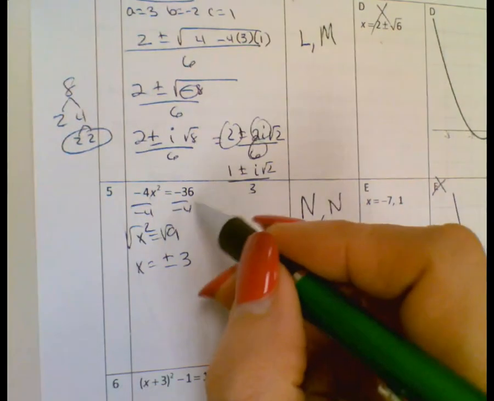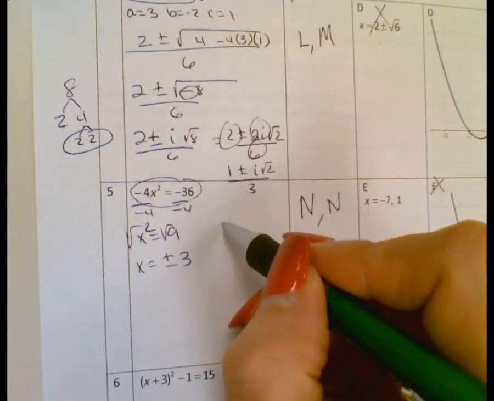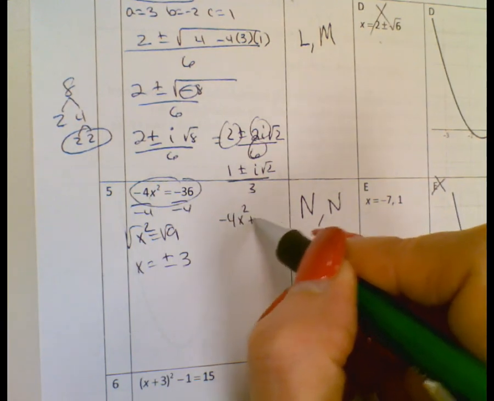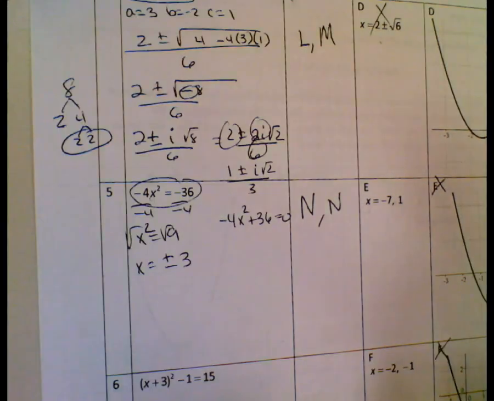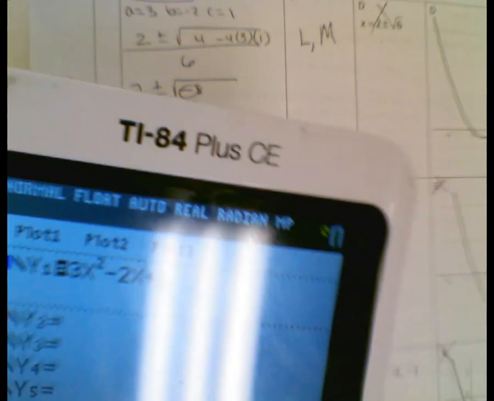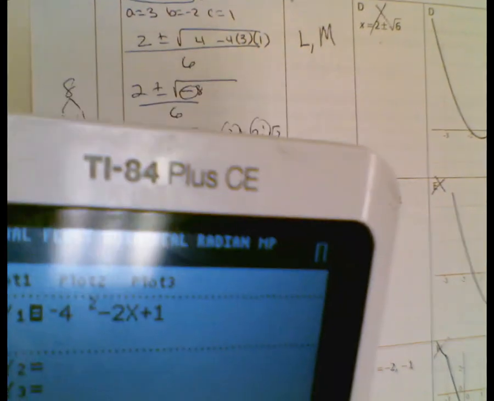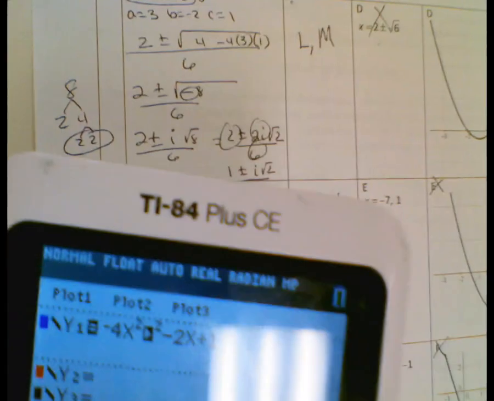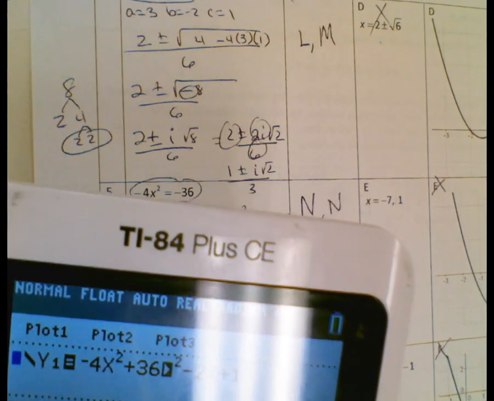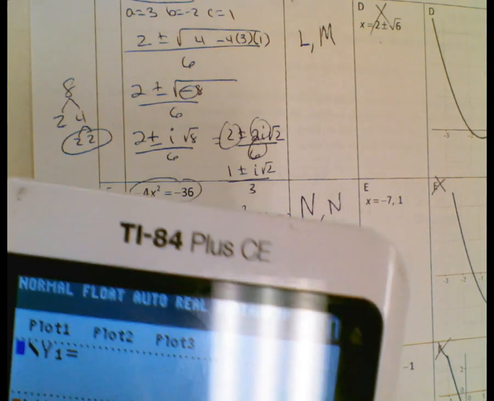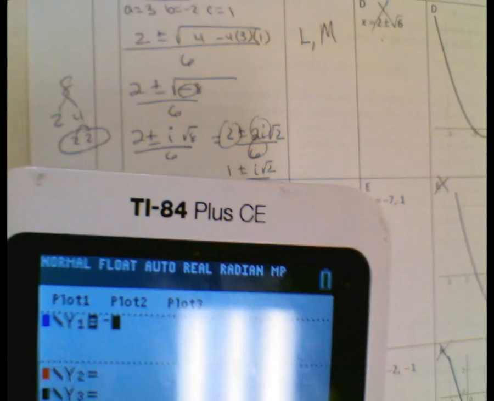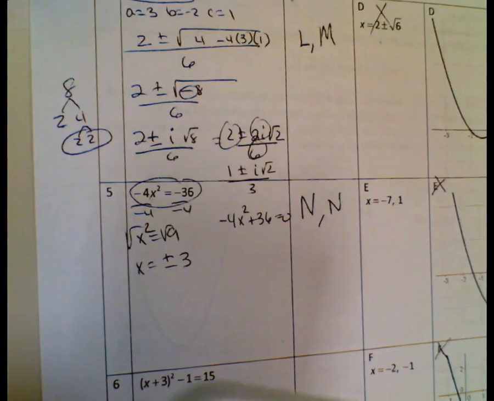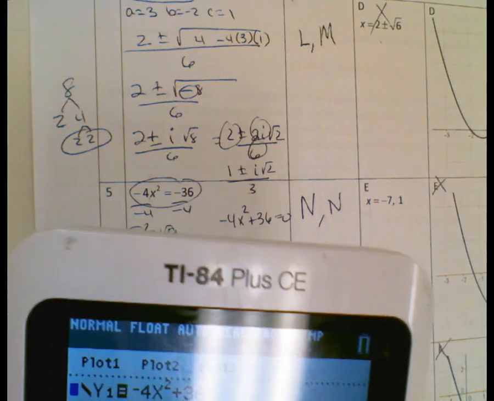So to punch this one in the calculator, you got to get one side equal to 0. So you're going to have to add 36 to the other side to get it to go in the calculator. So this is negative 4x squared plus 36. Gosh, I forgot to delete this again. One more time. Negative 4x squared plus 36 graph.